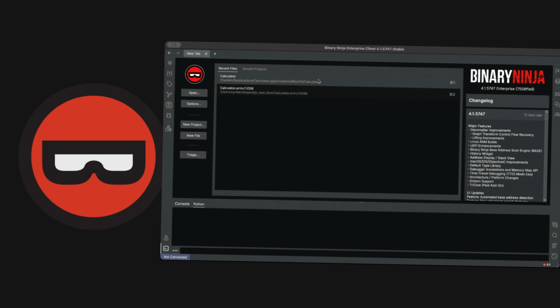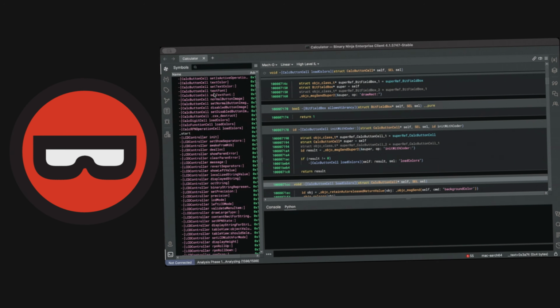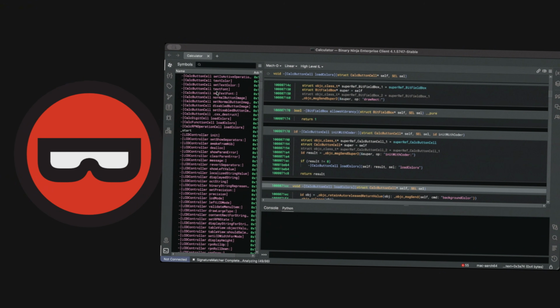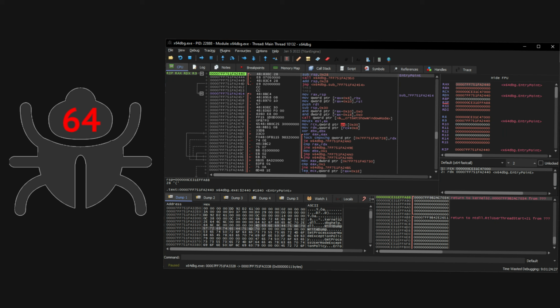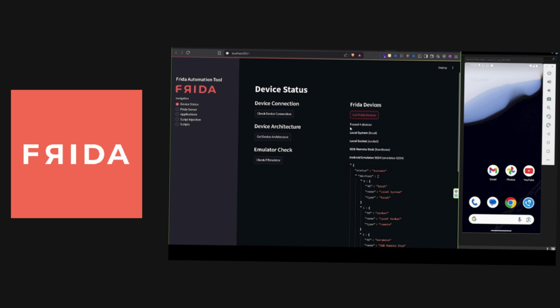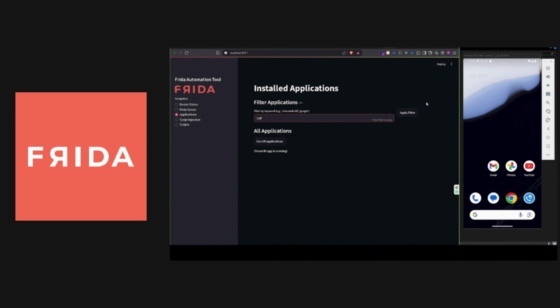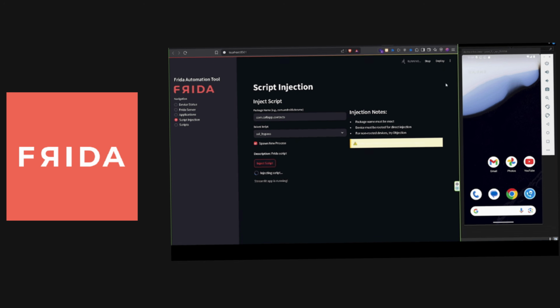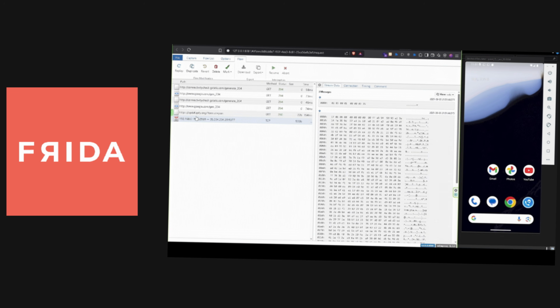Binary Ninja, a modern reverse engineering platform with a focus on making binary analysis easier. x64dbg, a popular debugger used for studying Windows applications. Frida, a dynamic instrumentation framework. Instead of only looking at code sitting still, it helps researchers observe what programs are doing while they run.